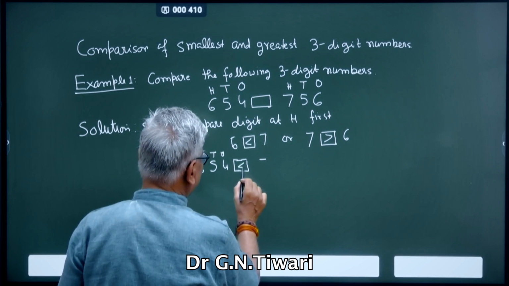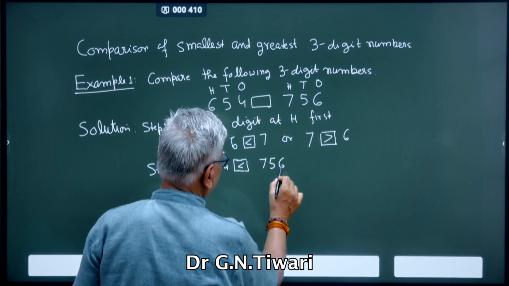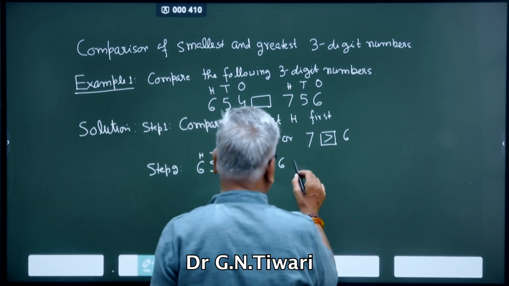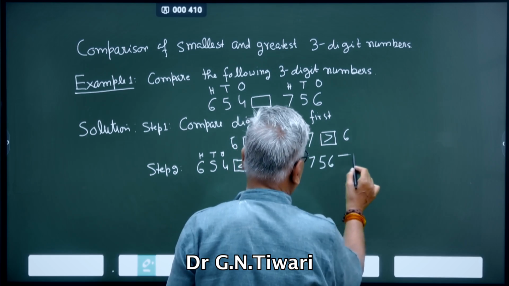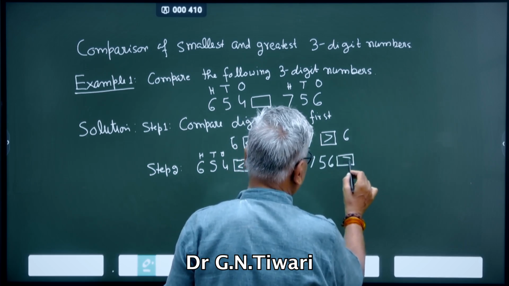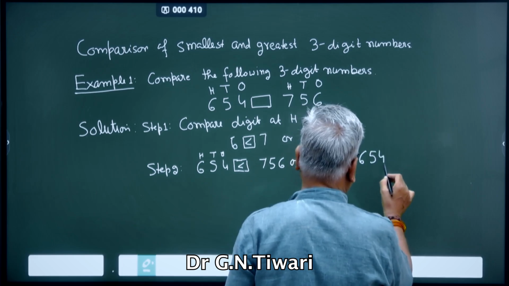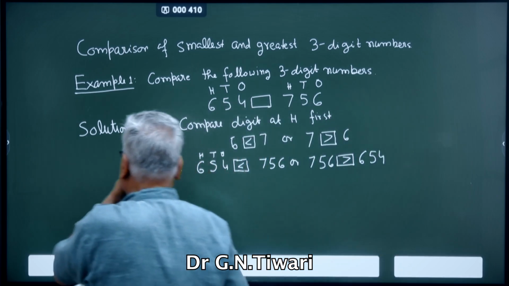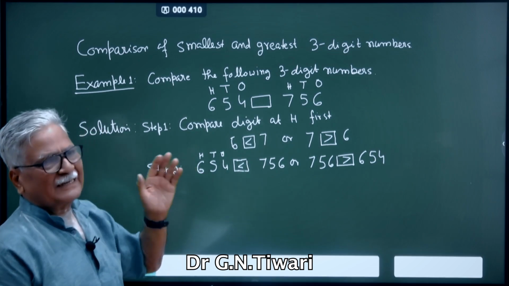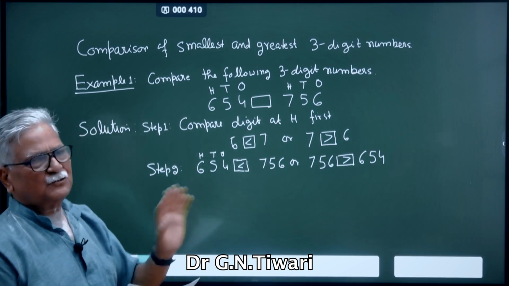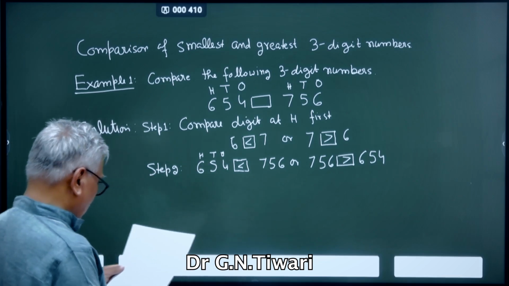This is less than 756. Or you can say that 756 is greater than 654. That is the comparison. So sometimes it is called the greater, sometimes it's called the greatest. You can choose any one of these, but it is very, very important to put the sign in the proper place.